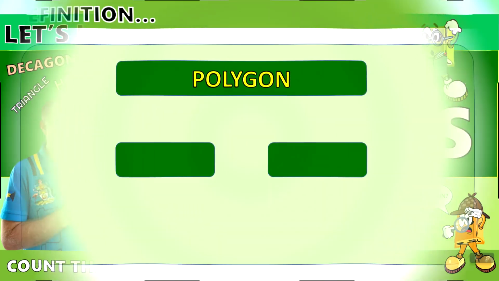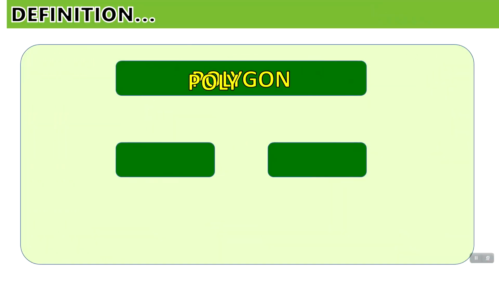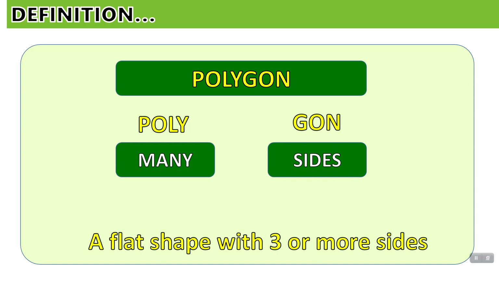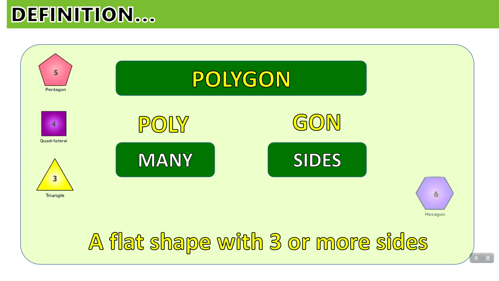Let's take a look. The word polygon actually is made up of two words, poly, which means many, and gon, which means sides. Polygon means many sides. And so the definition of a polygon is a flat shape with three or more sides. Polygons start with three sides. Here are some of the polygons that you may be familiar with. We're going to look at them now.